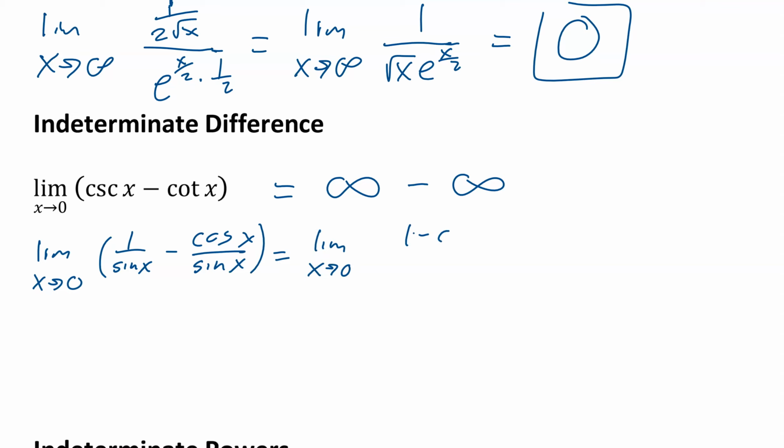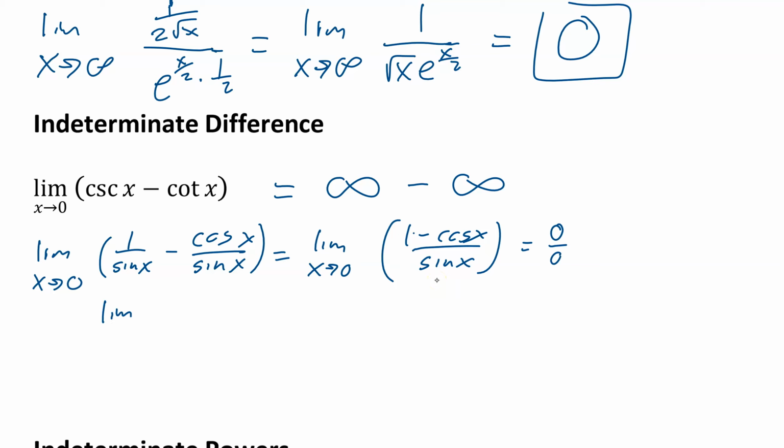So this would be 1 minus cosine x over sine x. Now you can see that as we plug in 0, cosine of 0 is 1, so 1 minus 1 is 0, and sine of 0 is 0. So we get the indeterminate form that we wanted, 0 over 0.